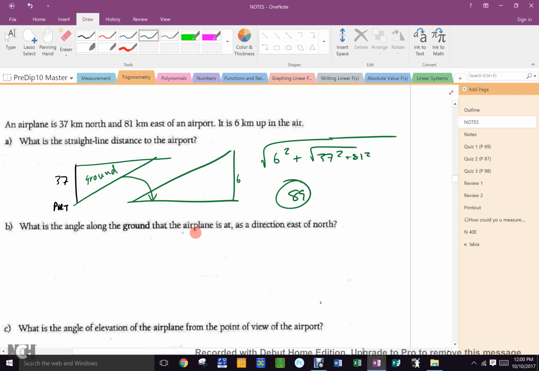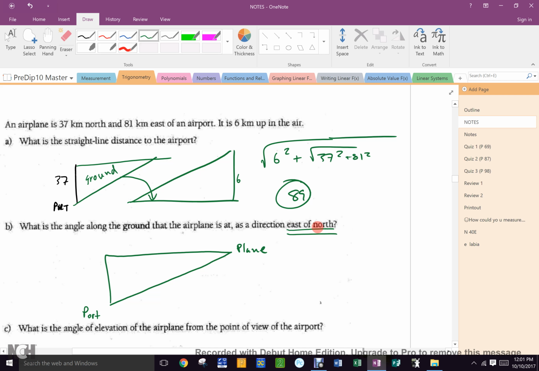Now, the angle along the ground that the airplane is at, as a direction east of north. Which angle is that? There or there? There's the port. There's the plane. Is it the angle at the airport or the angle at the plane for which I seek? I need the one that is east and north from the airport, right? So east of north.